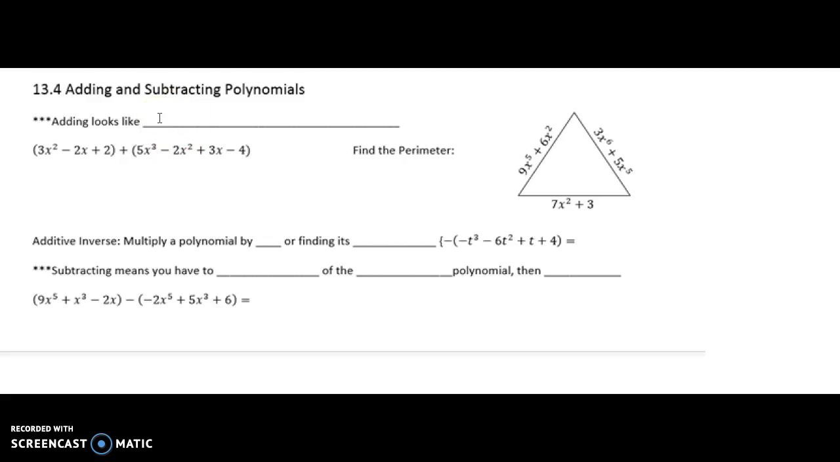Okay, so we're going to do 13.4 today, adding and subtracting polynomials. And I'm sorry if you can't hear me, my voice is kind of going out.